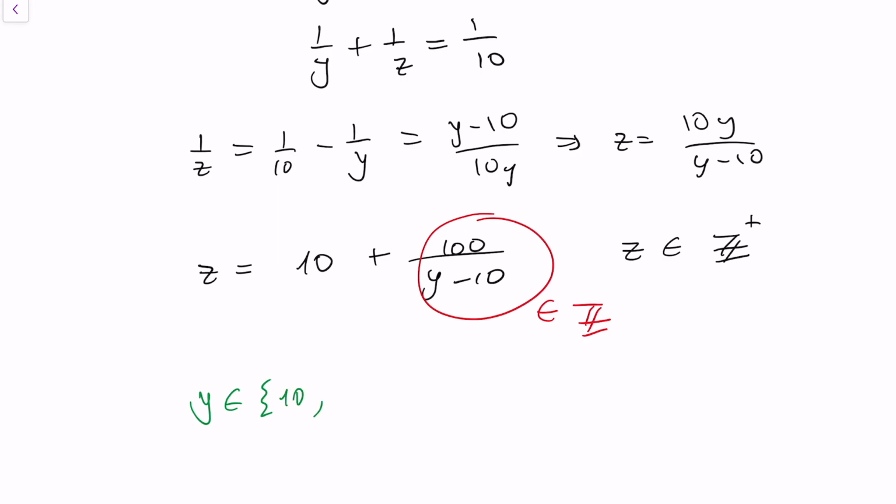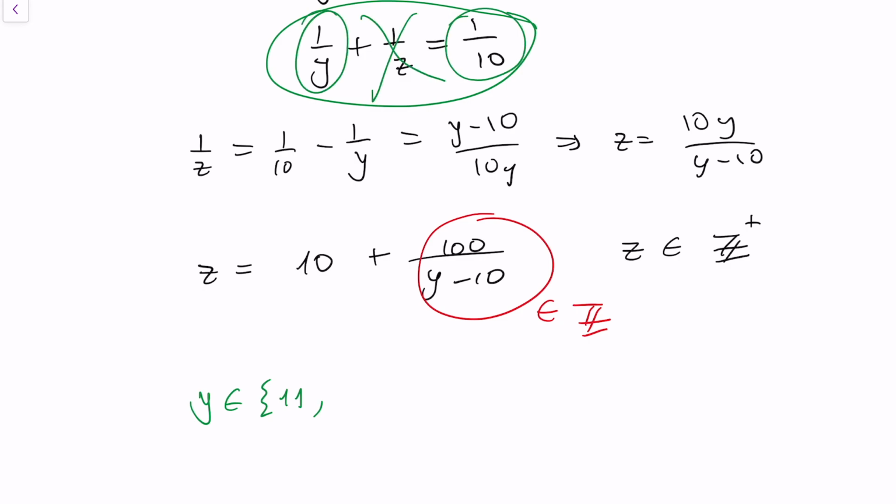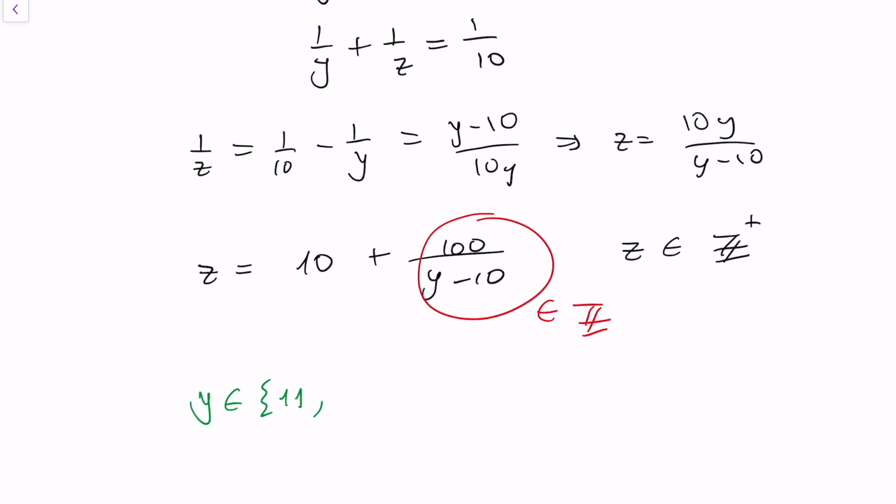Why is that? Because if you look at this equation, it has to be 11, not 10, because if y is equal to 10, you already have 1 over 10 is equal to 1 over n. So this has to be 0. But z is a positive integer, and 1 divided by a positive integer will not give you 0. Therefore, y can only be 11, or it could be 12, all the way up to 20.